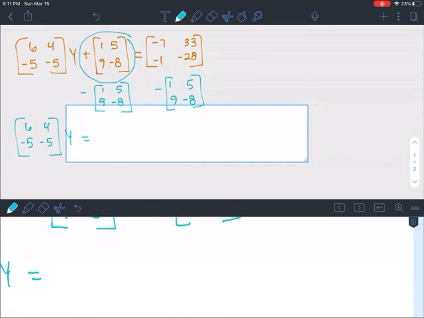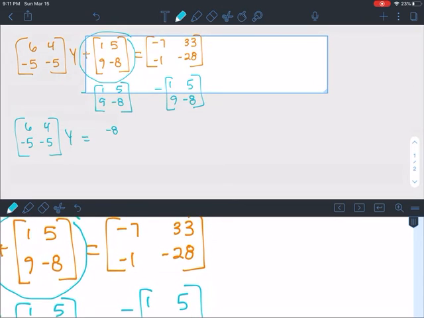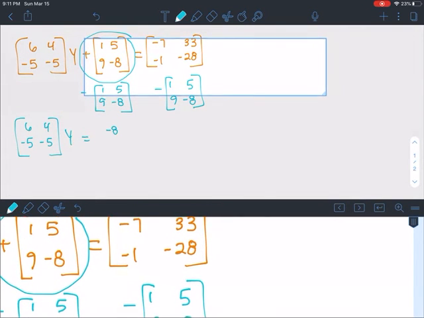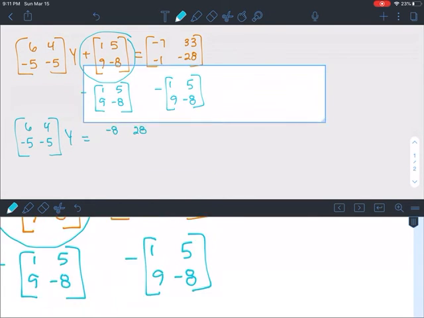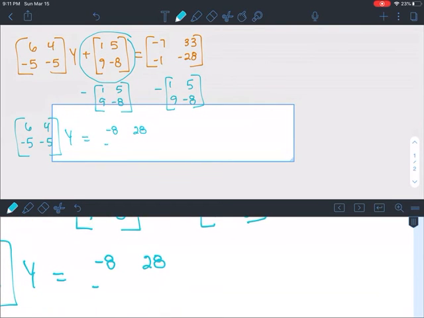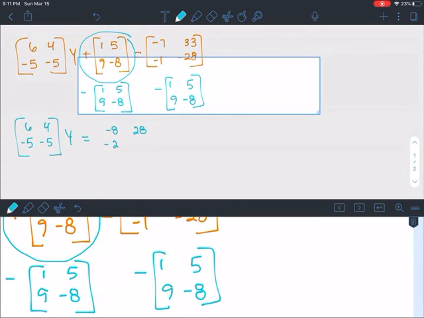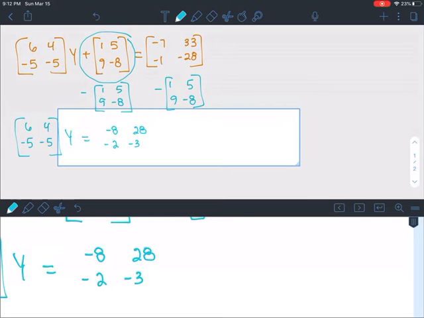So I'm going to do -7 minus 1, and that would give me -8. And then 33 minus 5, and 33 minus 5 is 28. And then -1 minus 1 is -2. And -28 minus 8 is -36.